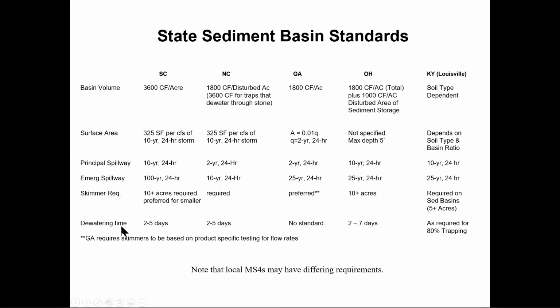And then one of the most important things is dewatering time. So dewatering time ranges from typically 2 to 5 days to maybe 2 to 7 days in Ohio. Georgia has no standard specified, so they leave it up to the engineer of record to determine based on the soil type for that specific project. And then in Kentucky, it's required to calculate it as an 80% trapping. I will note that South Carolina does have an option to calculate it at 80% trapping, and in some cases does not require the 2 to 5 day time be met under that scenario.